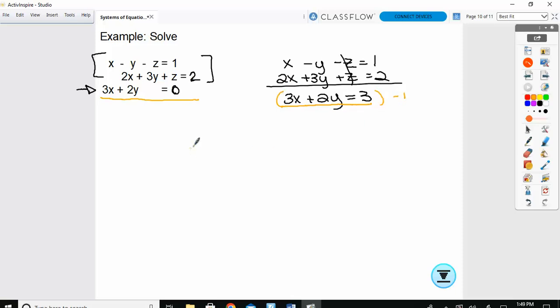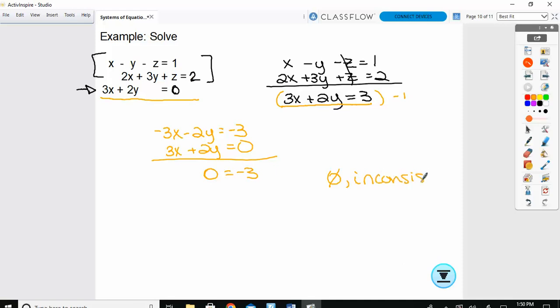So if we multiply by -1, we have -3x minus 2y equals -3. And positive 3x plus 2y equals 0. When we add those together, what happens? Good. 0 equals -3, which we know can't happen. So we say no solution, inconsistent.